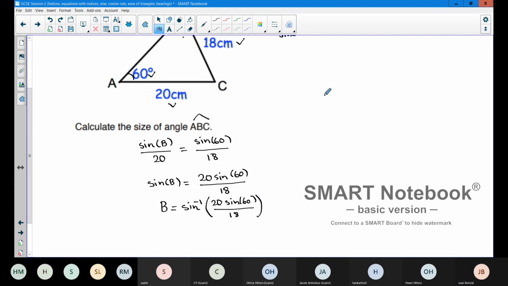So for example, we know that the sine of 30 is a half. If you go on your calculator and you do the sine -1 of a half, it is 30. So sine -1 of a half is the angle whose sine is a half. This is a very efficient way, because we won't make any mistakes.